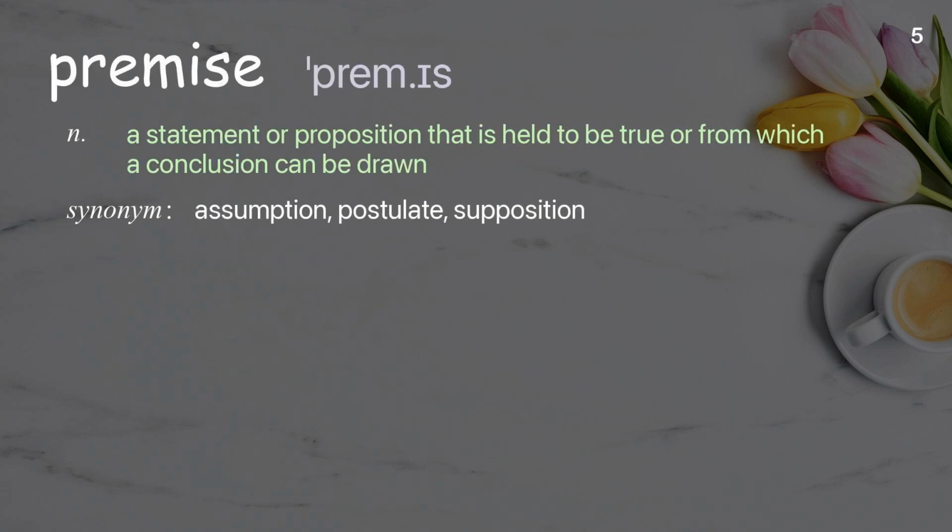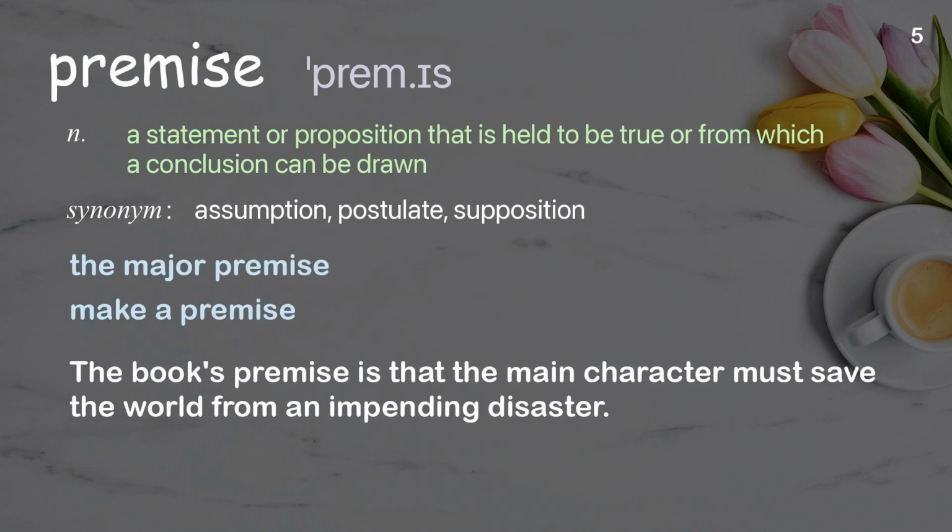Premise. A statement or proposition that is held to be true or from which a conclusion can be drawn. Examples. The major premise. Make a premise. The book's premise is that the main character must save the world from an impending disaster.